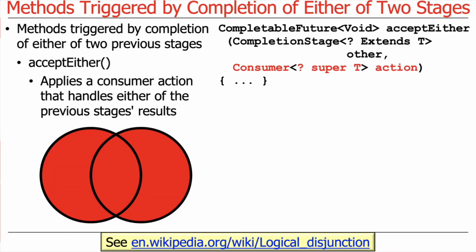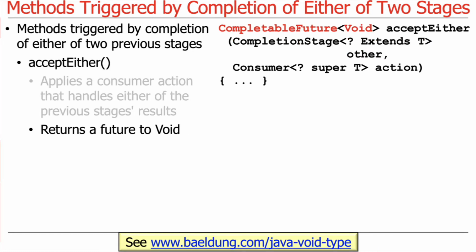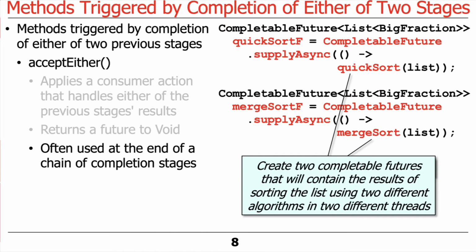So acceptEither, as you can see here, is going to have an action that runs when either of the two previous stage results are done. This is basically logical disjunction. As with the AND version, thenCombine, there's a CompletableFuture that's used to invoke acceptEither, which is the this object. Then there's the other CompletableFuture that's passed as the first parameter to acceptEither. Those are the two that we're dealing with here. It returns a CompletableFuture<Void>. You would often use this at the end of a completion stage. I'm going to show you an example.